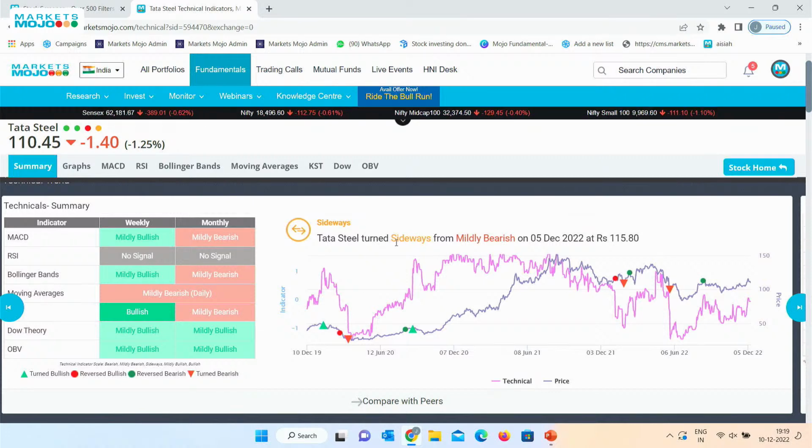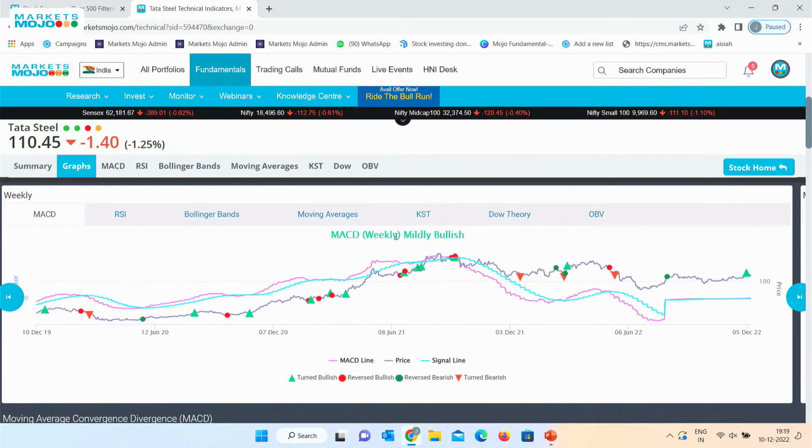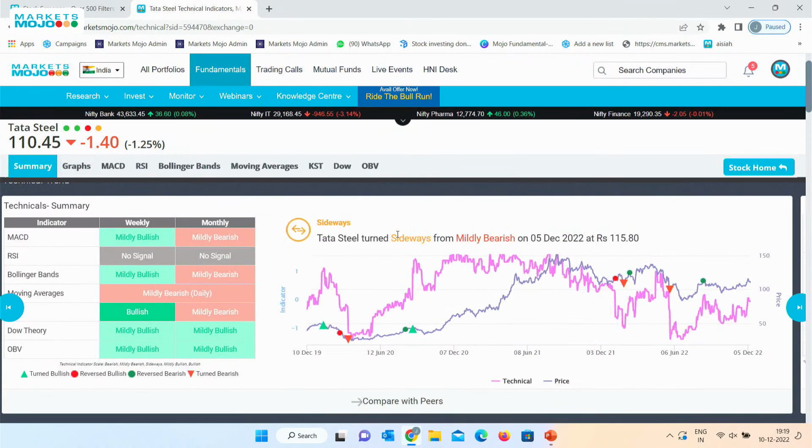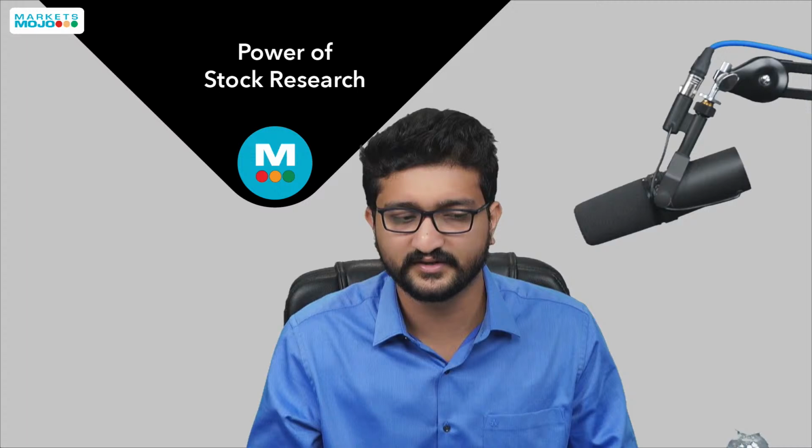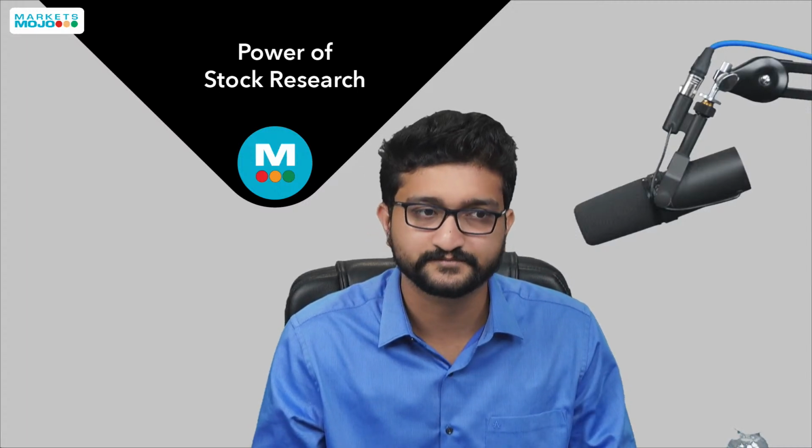Okay, so it has turned sideways from mildly bearish. Previously it was red, which was mildly bearish, and has turned sideways. It can go to bullish or mildly bullish also if it follows this particular trend. So it's not anything negative if a company is sideways. Any company cannot move up continuously. It can face upward trends and downward trends. Sideways is when it's in between. And across these 7 different indicators, we have commented that this particular company, Tata Steel, is sideways.